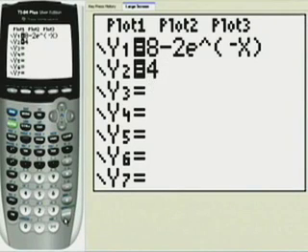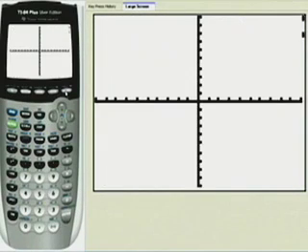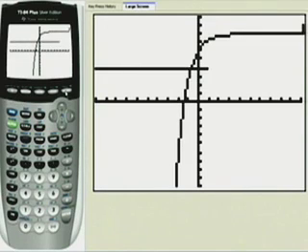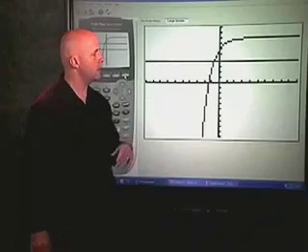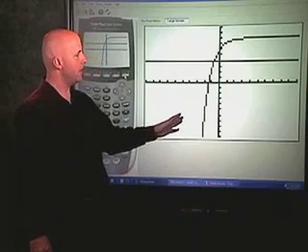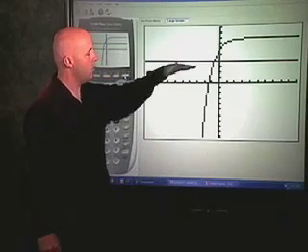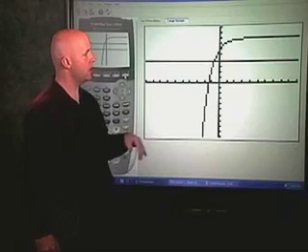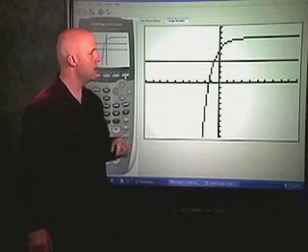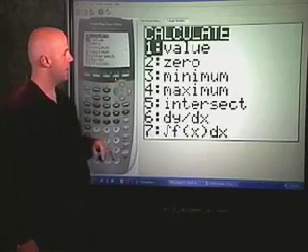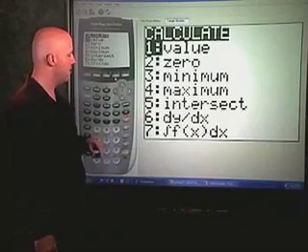Hit enter. We're going to graph that using our standard viewing window, which is minus 10 to 10 in both directions. See the graph of y1, we have the graph of y2. In y1, we had an exponential, which is increasing, and we have a constant in y2, so we know they're not going to cross at any other points except the one we see here. So we'll go to our calc menu, second calc, find the intersection point using option number 5.